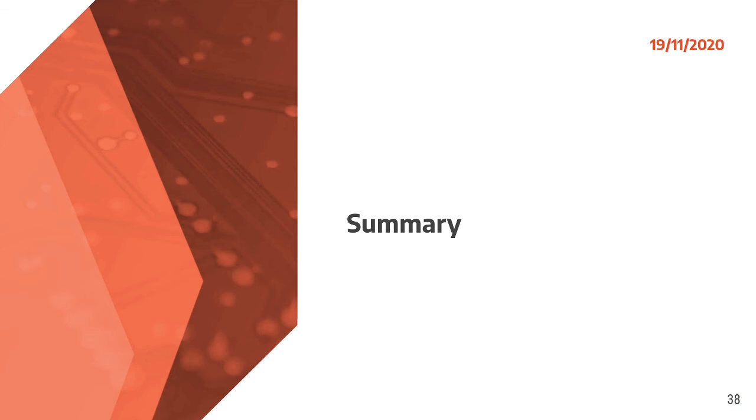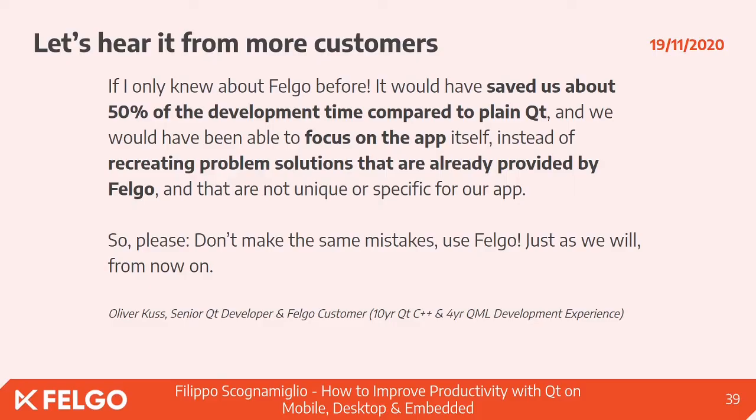So let's hear it from the customer, and let's try to summarize a bit what we discussed in this presentation. This is Oliver Kuss, who's a senior Qt developer and Felgo customer, and he basically stated that using Felgo saved him about 50% of development time compared to plain Qt. This is again no black magic, and generally happens because Felgo solves for you a lot of problems which you will find while developing the application, being either platform consistent or simply just using plugins which are already there in QML for you.